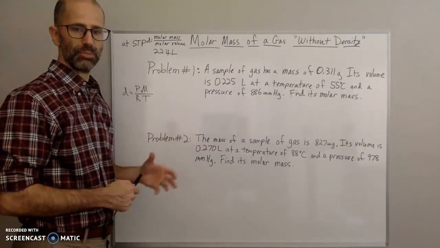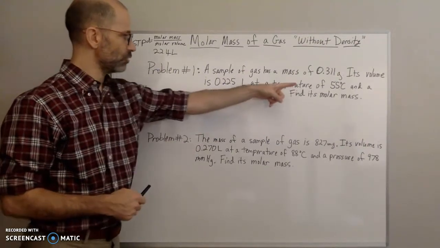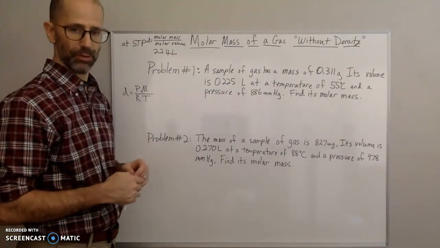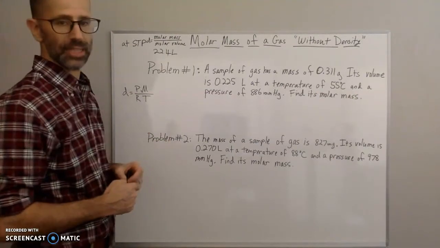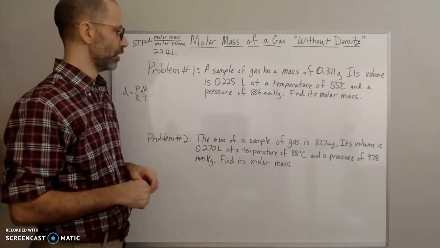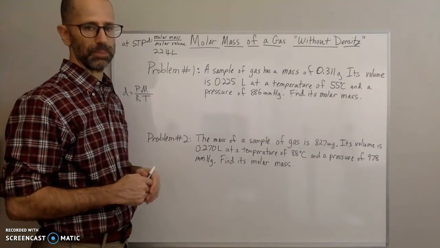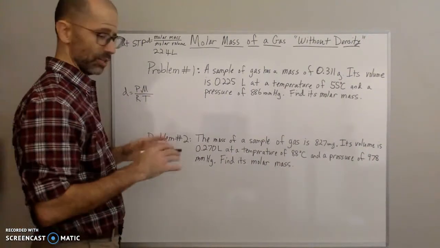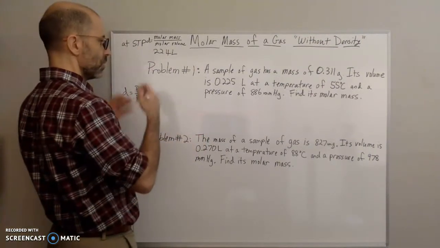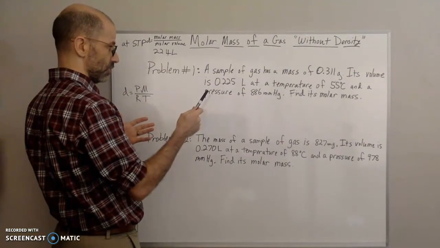Remember, standard temperature and pressure. Standard temperature is 0 degrees Celsius, or 273 Kelvin. And the pressure is 760 torr, 760 millimeters of mercury, or 1 atmosphere. And here we do not have 760 millimeters, so we're not at STP. But that's okay. It's not going to be that hard. So what do we need to do? We're going to use the ideal gas law first.